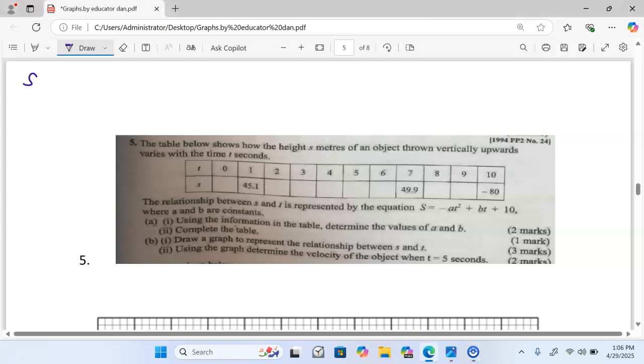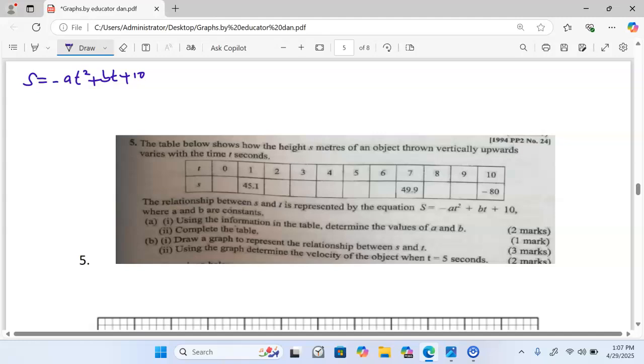We have s being equal to minus a t squared plus bt plus 10, where a and b are constants. Part A, Roman 1, using information in the table, determine the values of a and b.